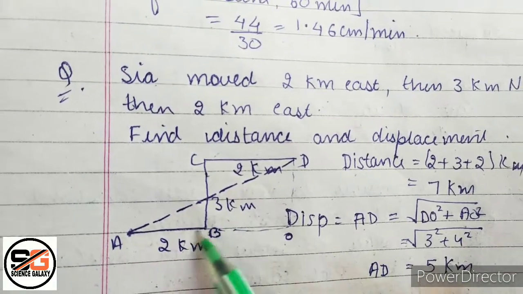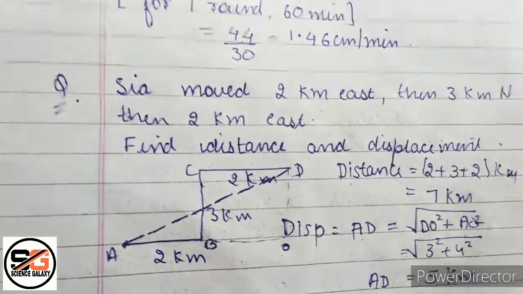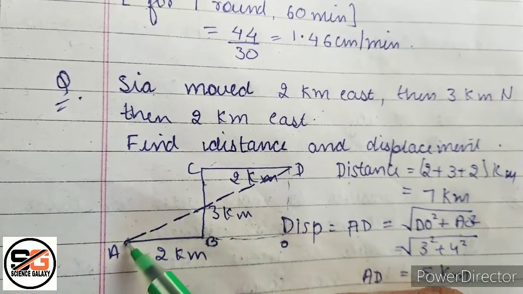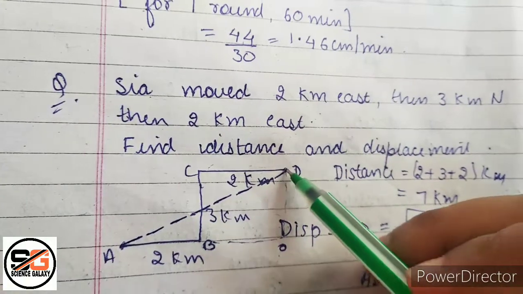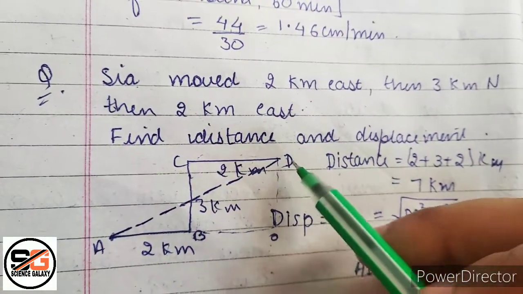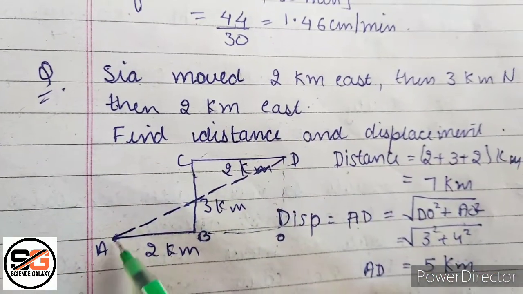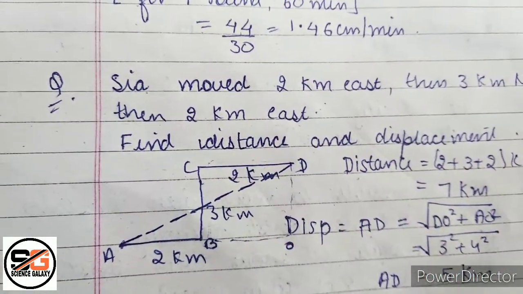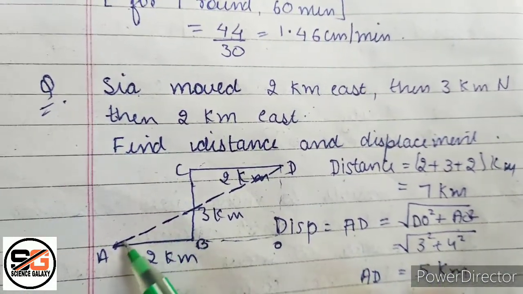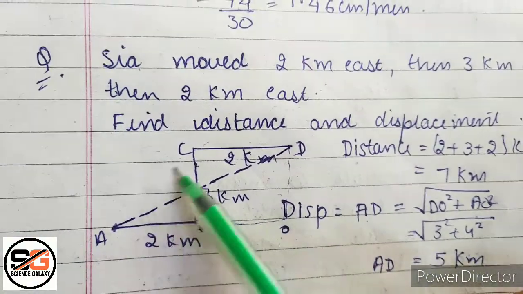Distance would be 2 plus 3 plus 2, the length of actual path covered, while the displacement would be the shortest distance between the initial and final position. Our initial position is A, our final position is D. So the displacement would be AD. Now how can we find this distance AD?